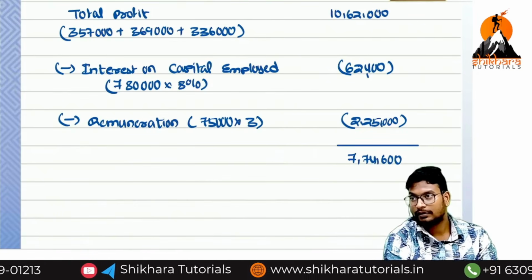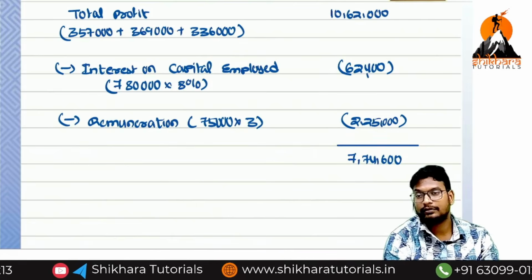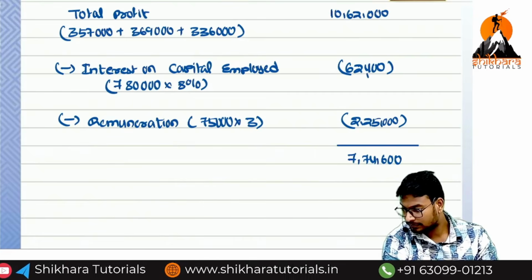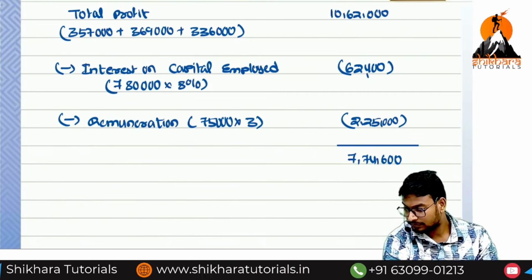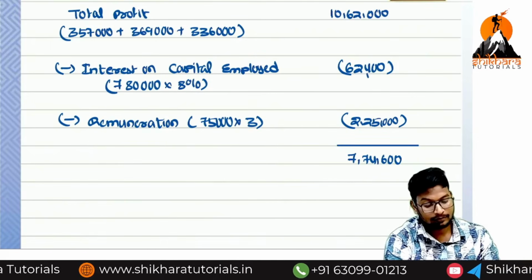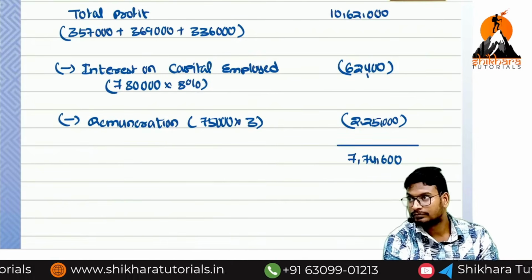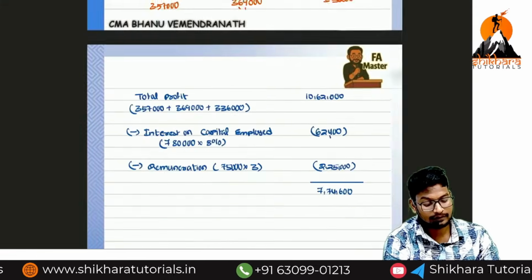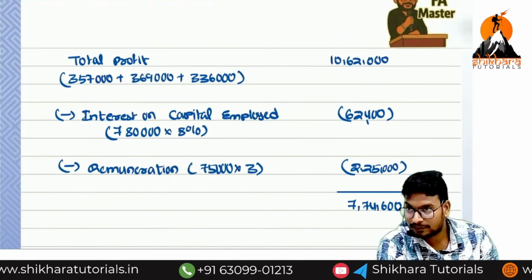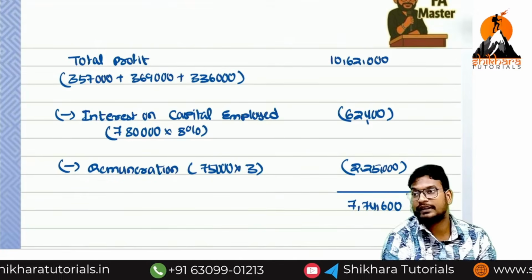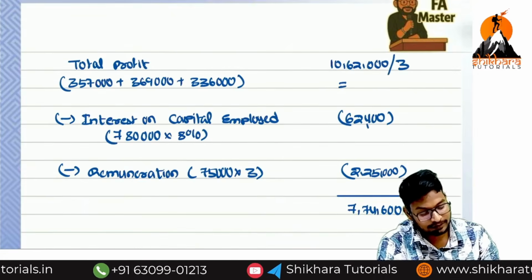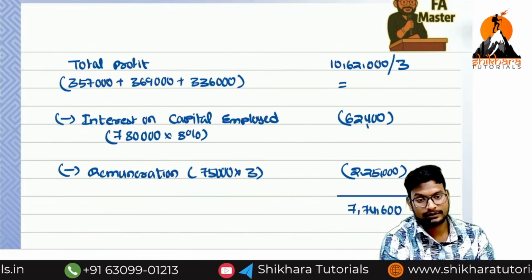So here this is called total average profit into number of years of purchase. How much? 3. So we should do the average now. This is the total profit. Once again, guys, this is the total profit. So we should divide by 3. How much are we going to get? 7,74,600 divided by 3.